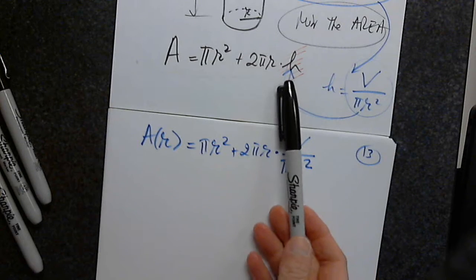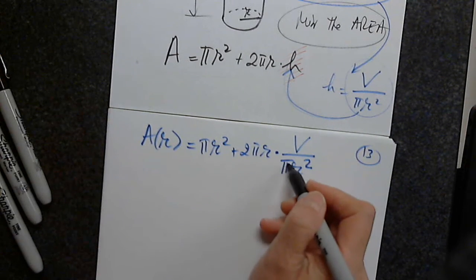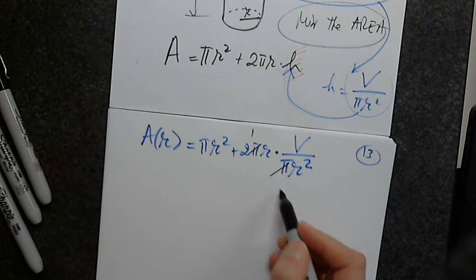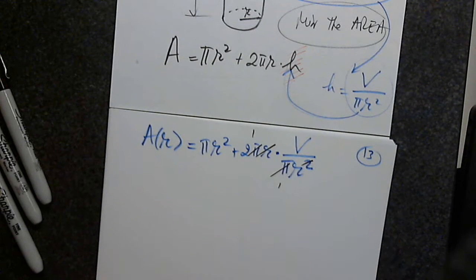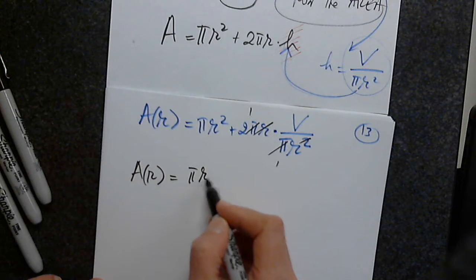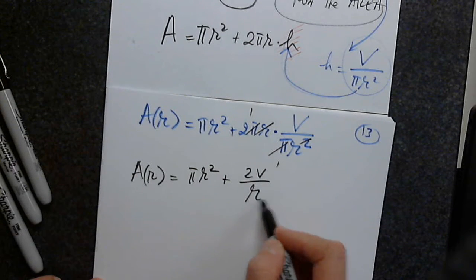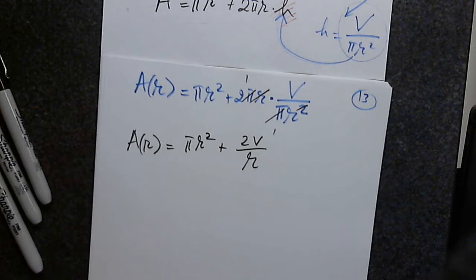So first we replaced h by V over pi r squared. Agreed? Then I realized that I can simplify a pi with a pi and an r with an r. So then A of r is pi r squared plus 2V over r. Okay, I have a function. It's a function of one variable. V is a constant. Don't even bother with it. It's just a number, and we don't even care whether we have it or not.